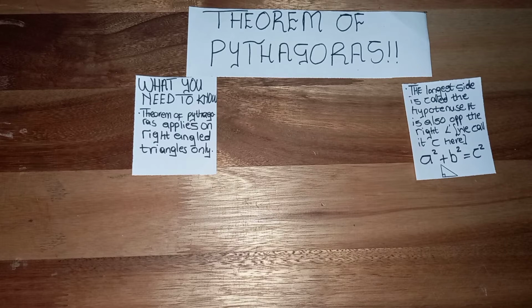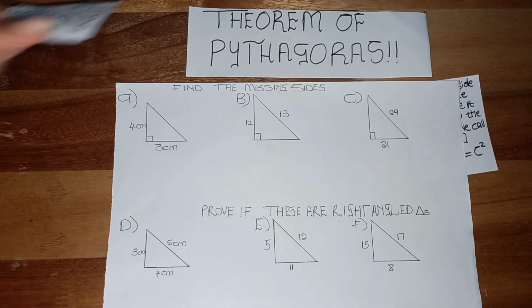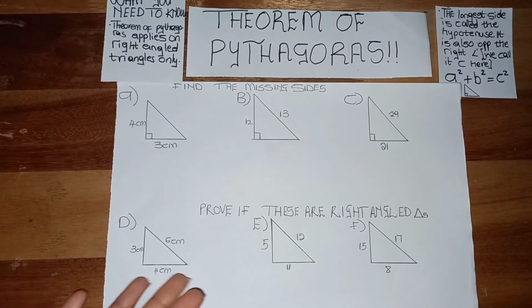But if the sum of the legs squared equals the hypotenuse squared, it means that it is a right angled triangle. I know the theory may be a little bit confusing, but once we start answering the questions, you'll be able to understand. So yeah, let's get straight into it. So here are our questions.